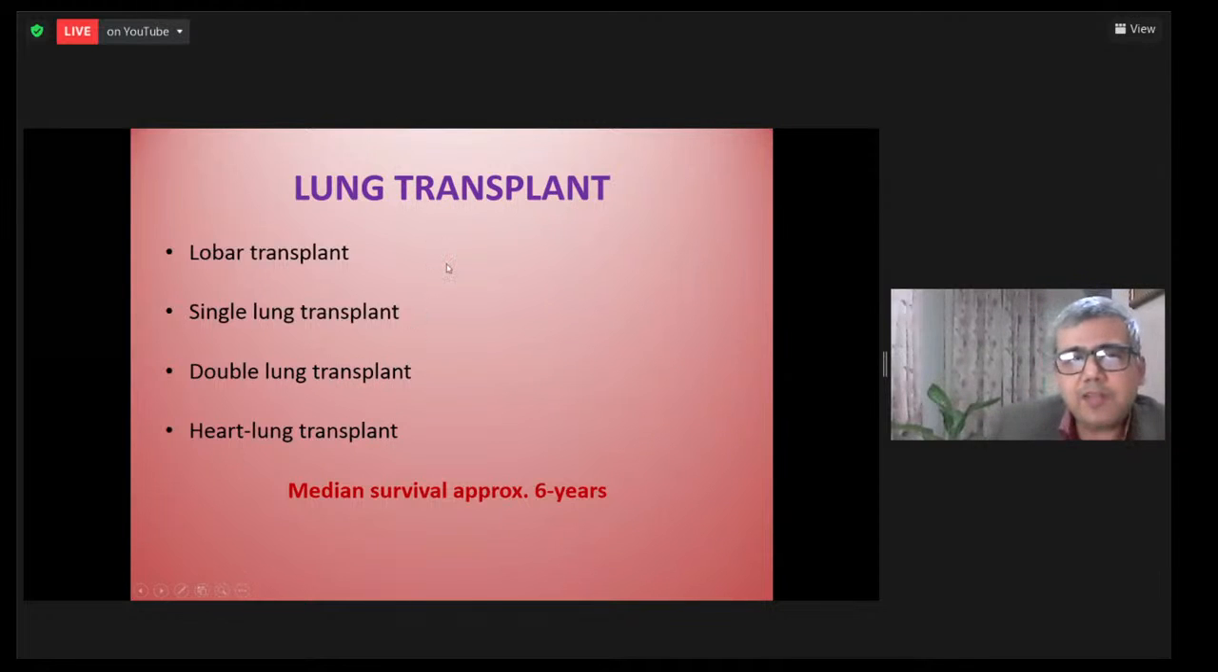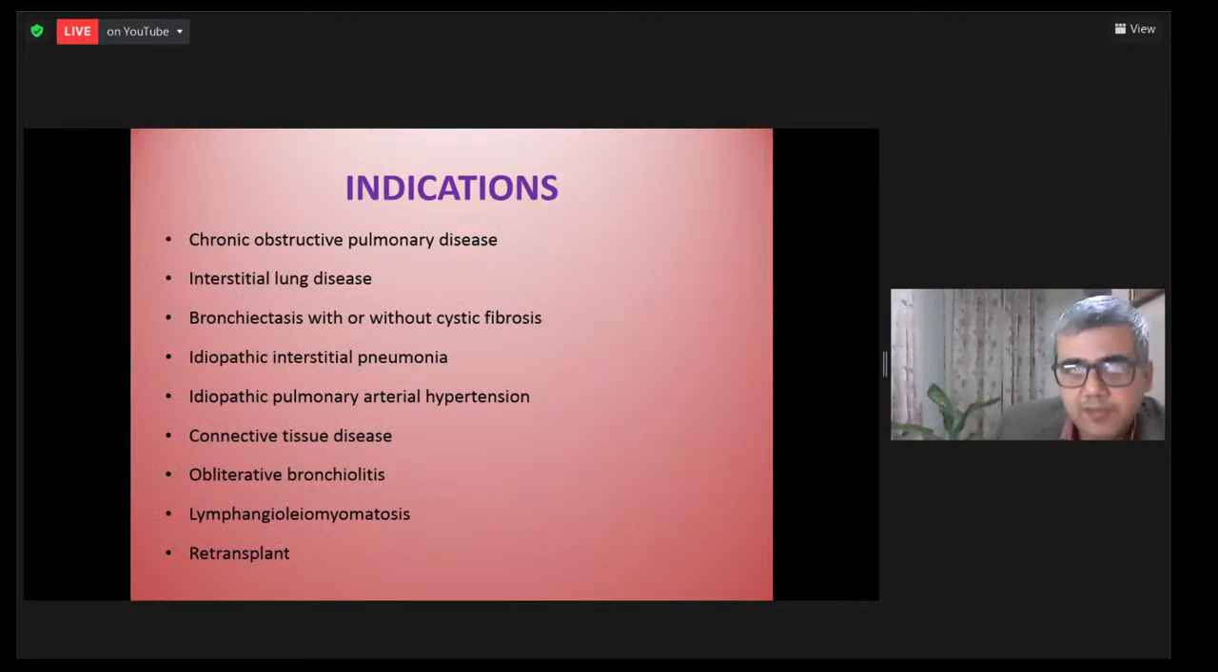So the lung transplant can be either a lobar transplant, where you just transplant a lobe, or a single lung transplant, a double lung, or a heart-lung transplant. Most centers over the world do a double lung transplant. And it has been shown that the median survival after lung transplant is approximately 6 years.